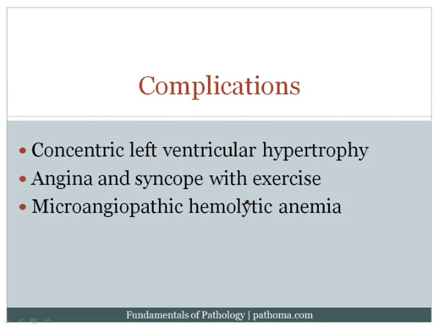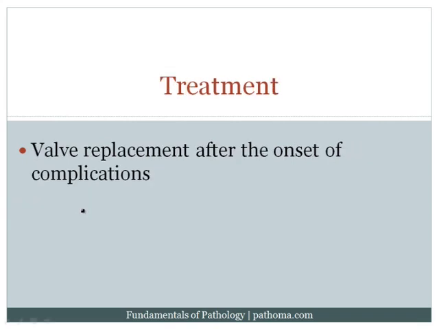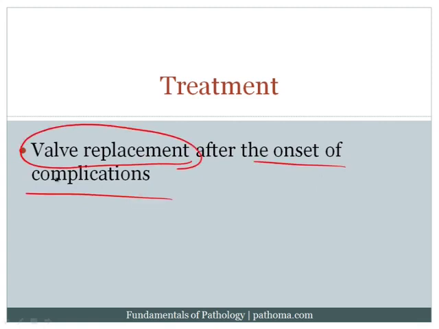And finally, there can be a microangiopathic hemolytic anemia. The idea here is that when the blood flows across the degenerated calcified valve, some of the blood cells can rupture, and that would give you a microangiopathic hemolytic anemia. And so these are all important complications. The treatment is based on the presence of the complication. So you normally don't replace the valve until after the onset of the complications.